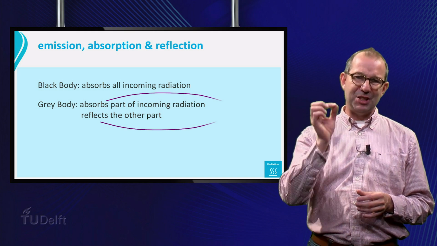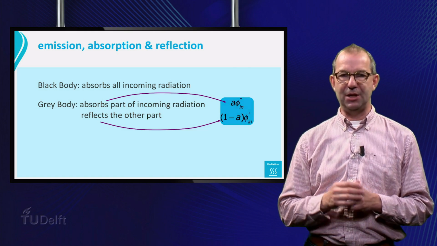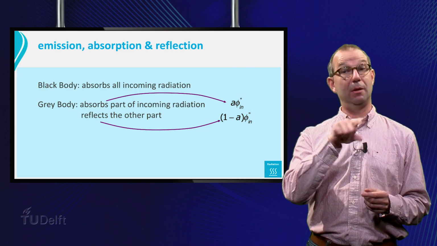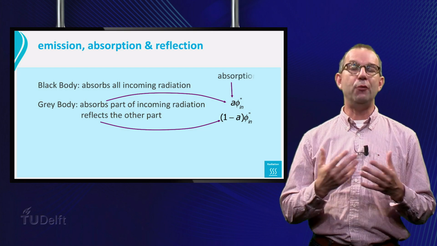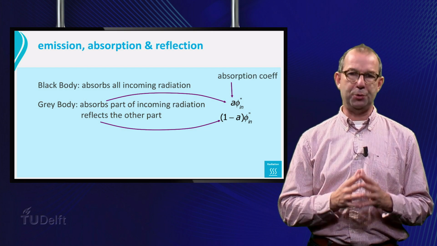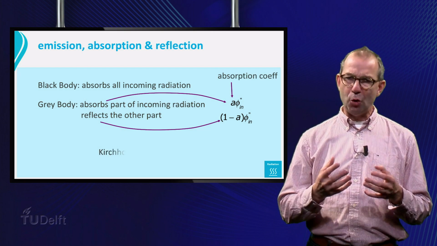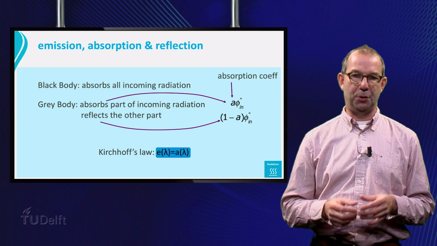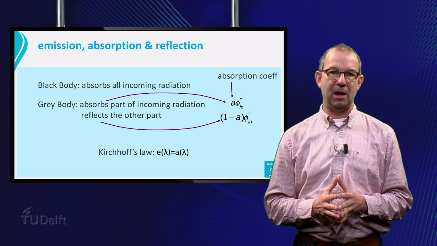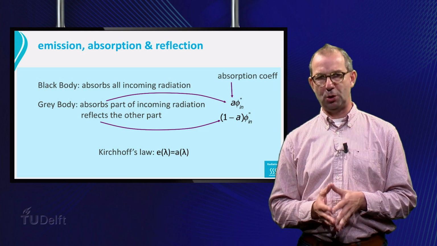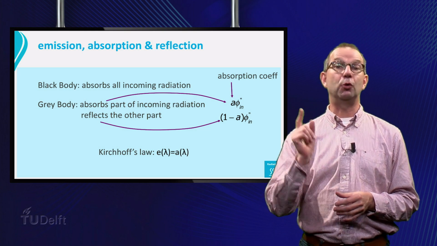They absorb a fraction A of the incoming radiation and thus reflect the fraction 1 minus A. The coefficient A is called the absorption coefficient. Kirchhoff showed that for an object in thermodynamic equilibrium, the emission and absorption coefficients are the same for all wavelengths.